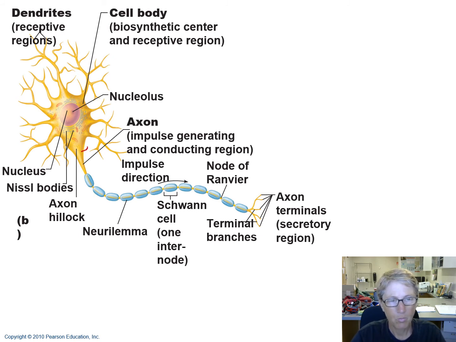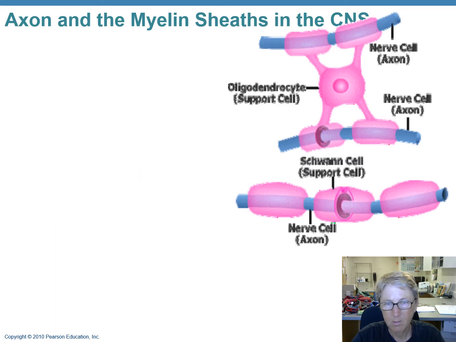So this is what we've talked about, the axon hillock. The neurolemma is just that last layer of the Schwann cell wrapped around an axon. We've talked about the nodes of Ranvier. So here's the nodes of Ranvier between Schwann cells. All right, so that was the axon and the myelin sheath in the peripheral nervous system.